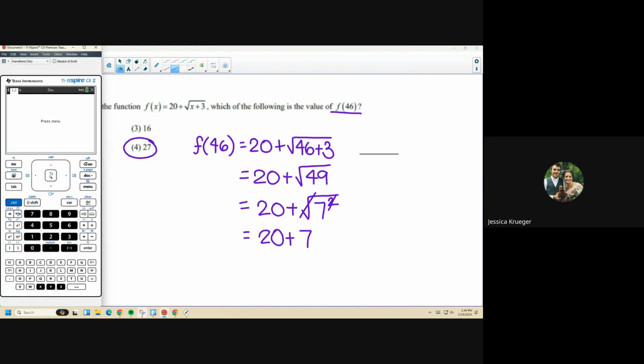Just to review this in the calculator, if we want to know a value of a function, we can graph it. So I'm going to do 20 plus the square root of x plus 3. I'm going to graph that. Now, nothing showed up, but that's okay. I'm going to jump to my table. And I want to know f of 46. So I'm going to have to scroll way down.